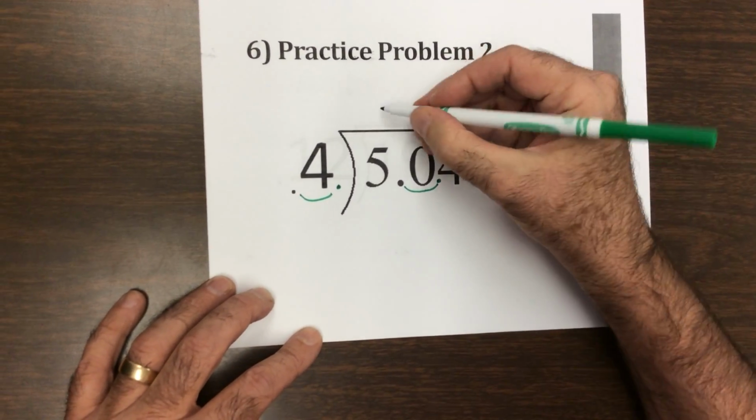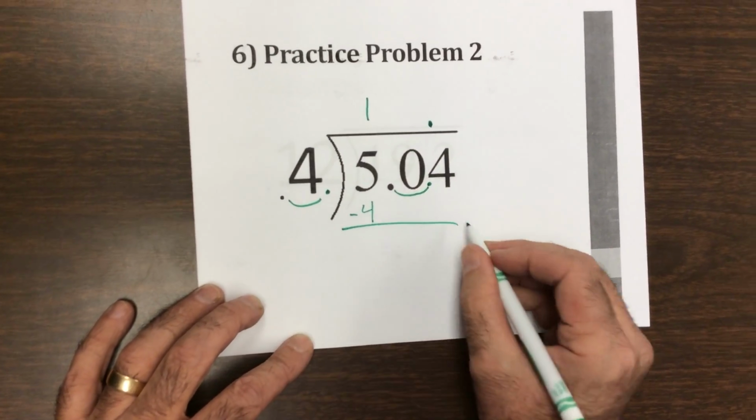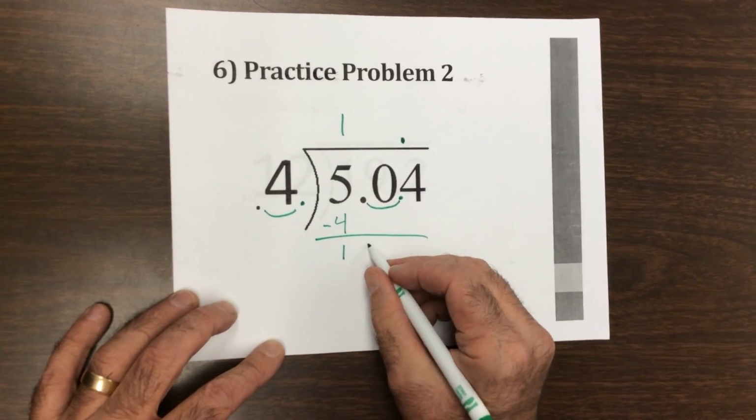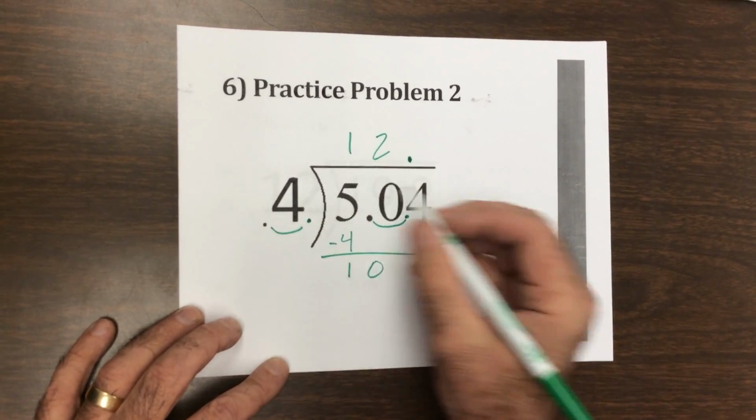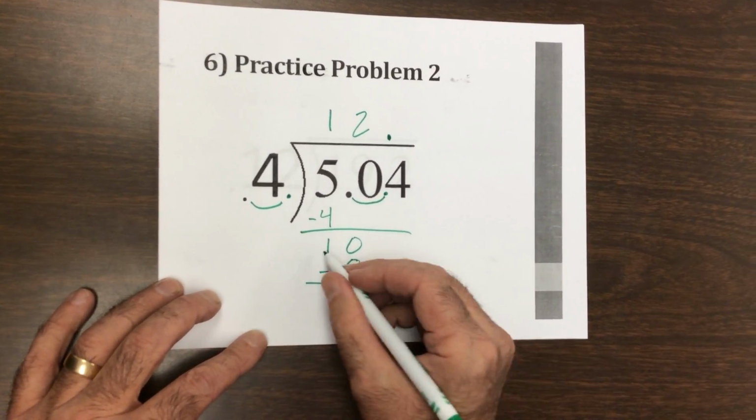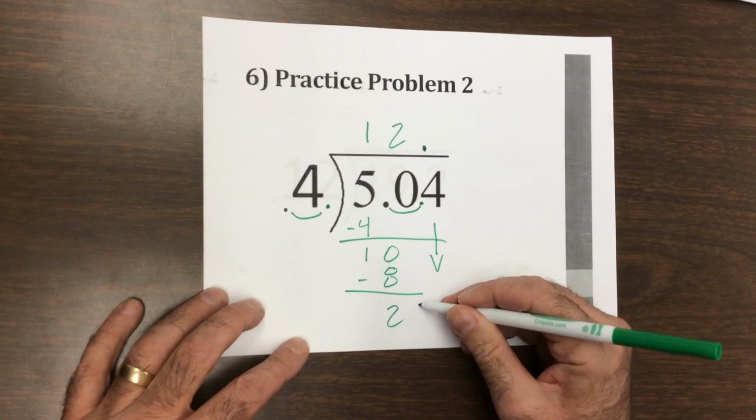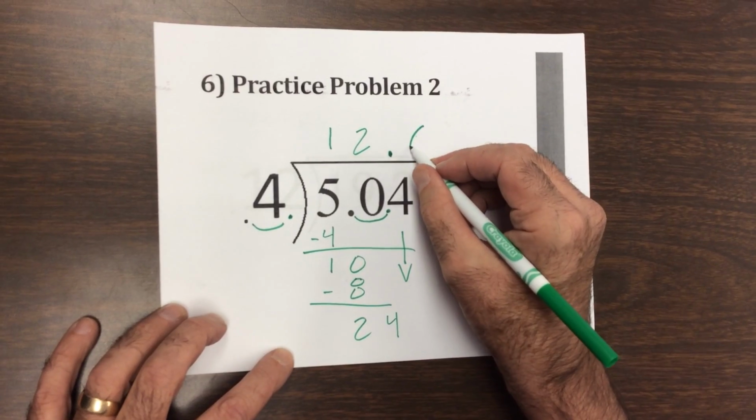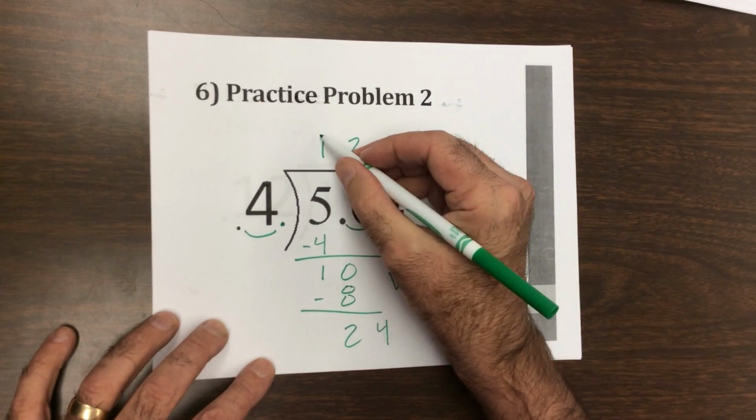4 into 5 once. 1 times 4. I'm gonna write a little smaller so we don't run out of room here. 5 minus 4 is 1. 4 does not go into 1, so we're going to drop this 0 down. 4 does go into 10. It goes in twice. 2 times 4 is 8. 10 minus 8 is 2, and we still have this 4 that we can drop down. 4 does go into 24, and it goes in evenly 6 times. 12 6 tenths.